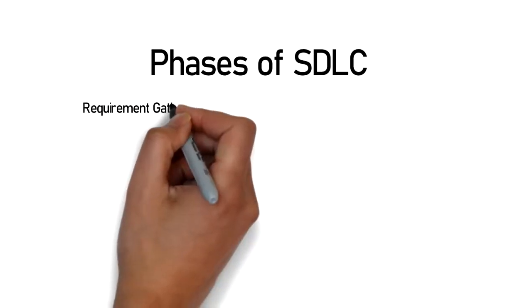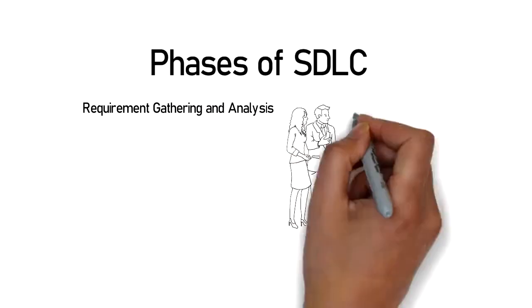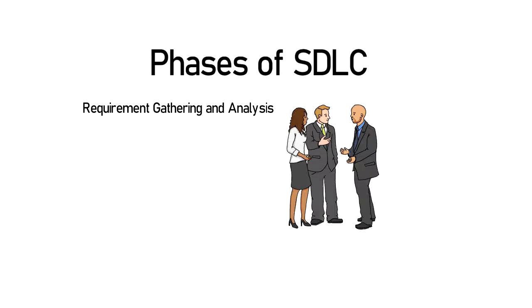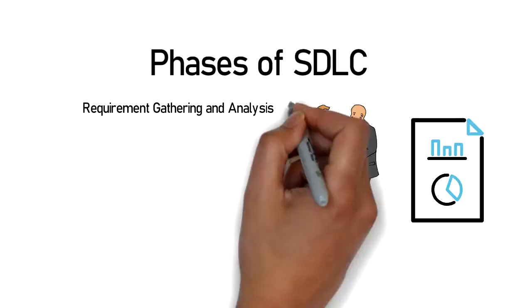Requirement gathering and analysis. Requirement gathering is one of the most critical phases of SDLC. In this phase, all the business requirements are gathered from the client and a formal document is created which defines the purpose of the software product.